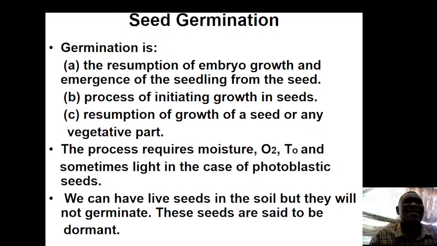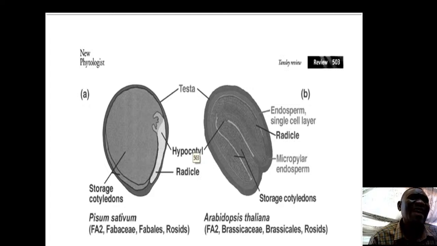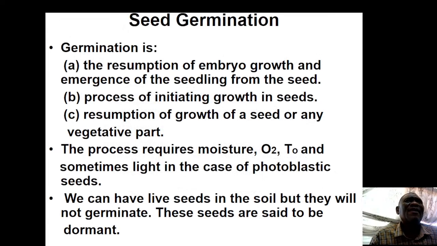So what is the germination process? It is the resumption of embryo growth. If you look at these seeds, inside there is the embryo. So germination is the resumption of embryo growth and the emergence of the seedling from the seed. It is the process of initiating growth in seeds, the resumption of growth of a seed or any vegetative part. The process requires oxygen, the right temperature, and sometimes light is required, in the case of photoblastic seeds. We can have live seeds in the soil, but they may not germinate, and we refer to these seeds as dormant.